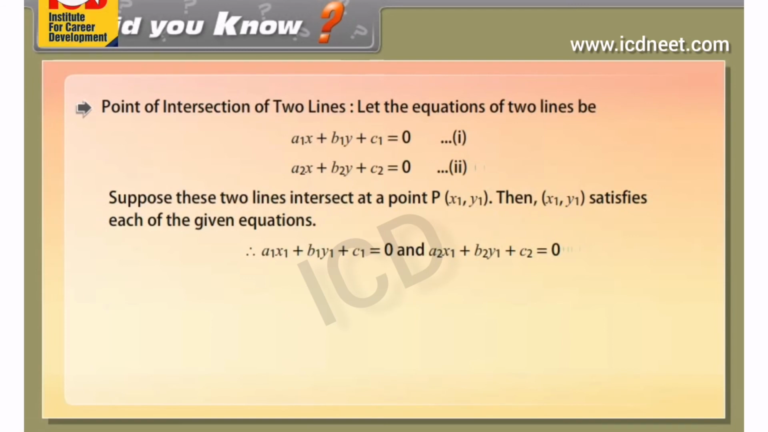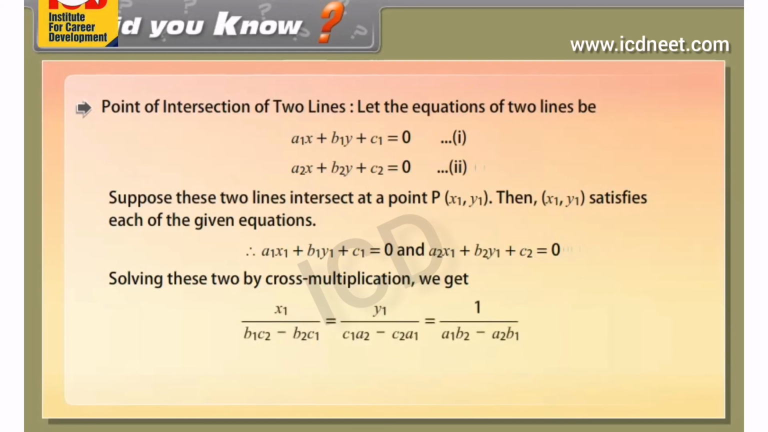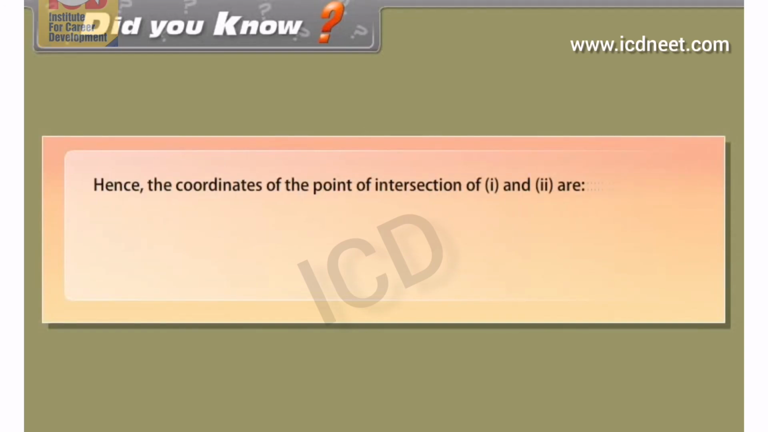Solving these two by cross multiplication, we get x1 by b1 c2 minus b2 c1 is equal to y1 by c1 a2 minus c2 a1 is equal to 1 by a1 b2 minus a2 b1. It implies x1 is equal to b1 c2 minus b2 c1 by a1 b2 minus a2 b1. y1 is equal to c1 a2 minus c2 a1 by a1 b2 minus a2 b1. Hence, the coordinates of the point of intersection of 1 and 2 are b1 c2 minus b2 c1 by a1 b2 minus a2 b1, c1 a2 minus c2 a1 by a1 b2 minus a2 b1.